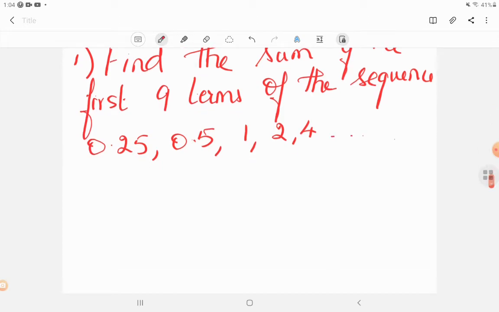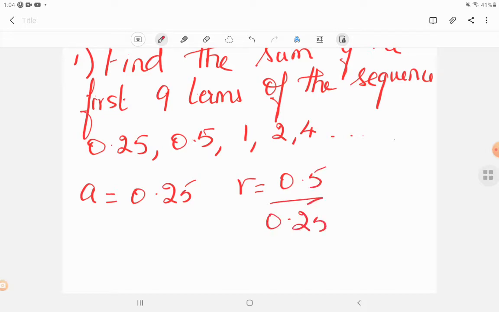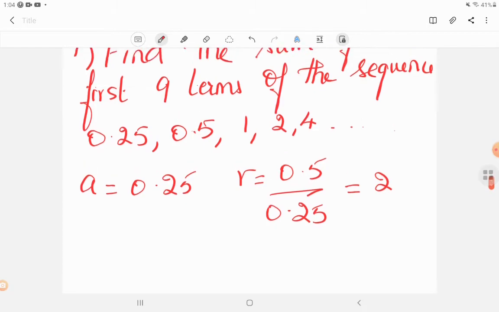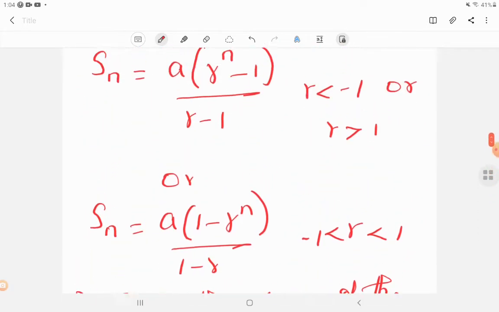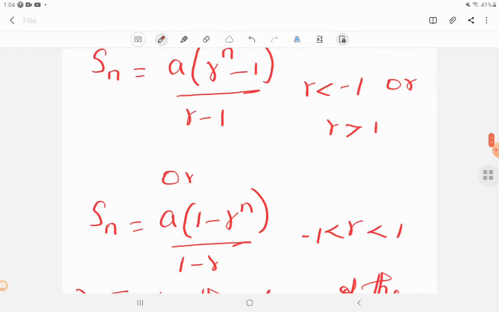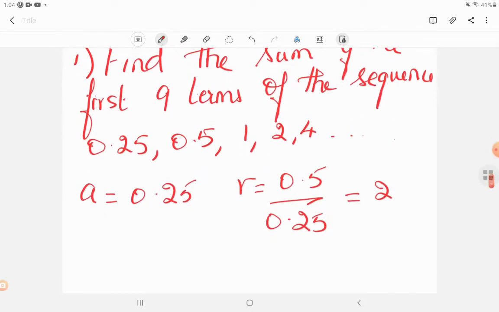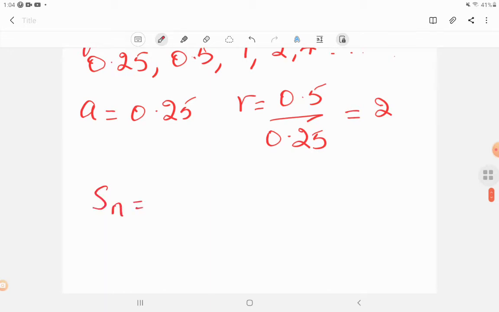So first of all, we have to figure out what is a. The first term is 0.25, and then we have to actually find the common ratio. So the common ratio is the second term divided by the first term. So 0.5 divided by 0.25, that gives you 2. So the common ratio is 2 here. So when the value of r is greater than 1, so when r is equal to 2, we use the first formula, which is Sn is equal to a times (r to the power of n minus 1) divided by r minus 1.